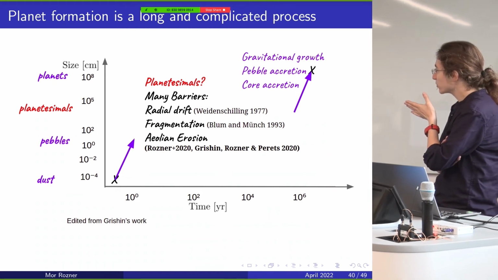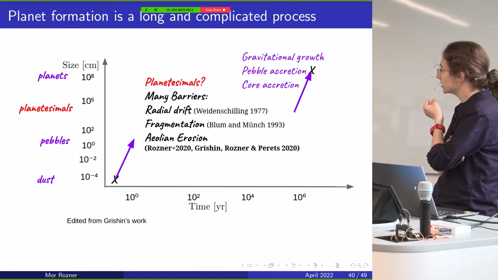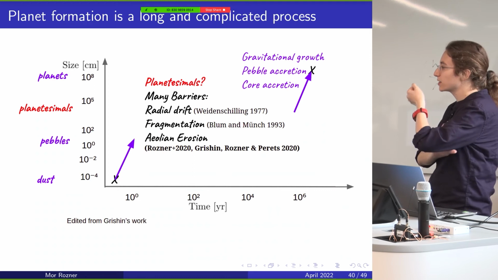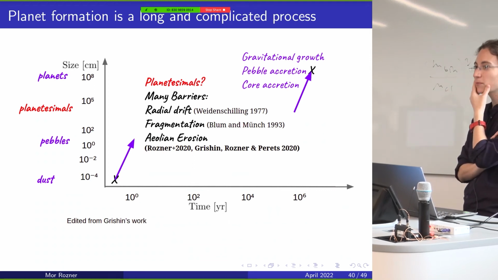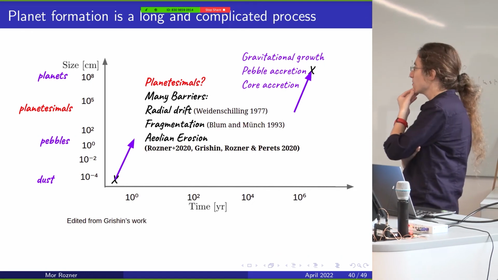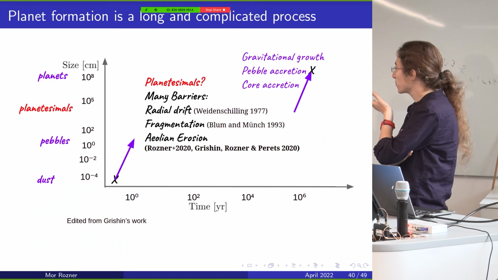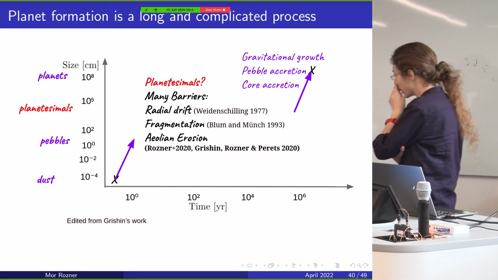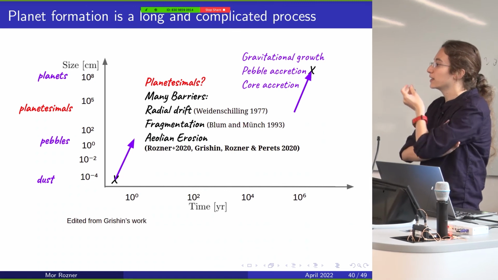We know how to explain planet formation in the very early stages. We have just sticking, for example. You should think about dust in your vacuum cleaner, for example. It's the very same process. But when you arrive around meter-sized objects, then you have plenty of barriers. You have fragmentation, for example. Two large objects collide and then they break each other.